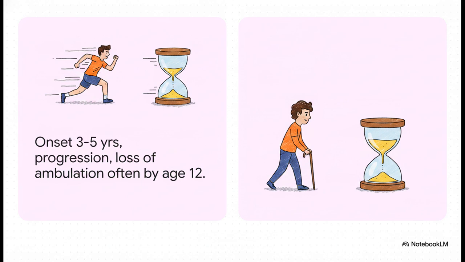On the flip side, Becker, or BMD, has a later onset and a significantly slower clinical progression. This means their ambulatory period, the time they can still walk, is much, much longer.